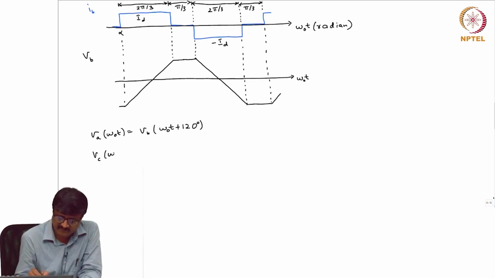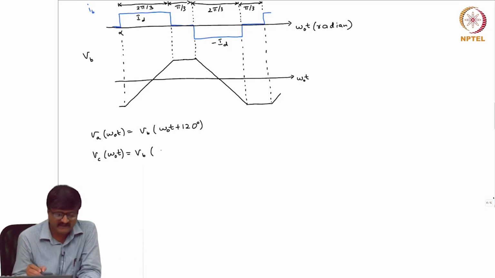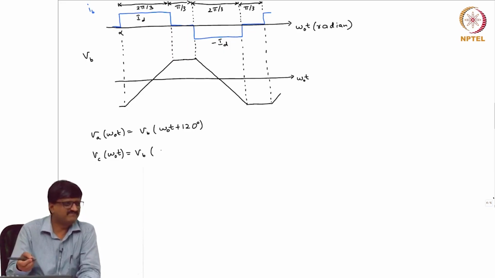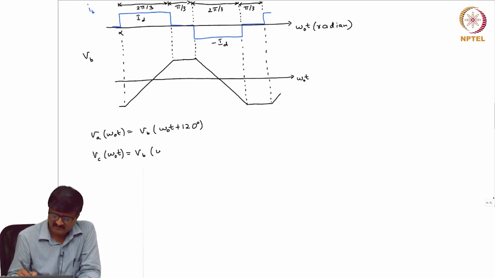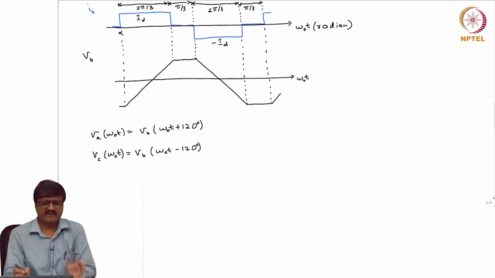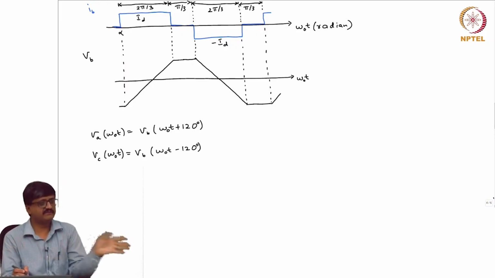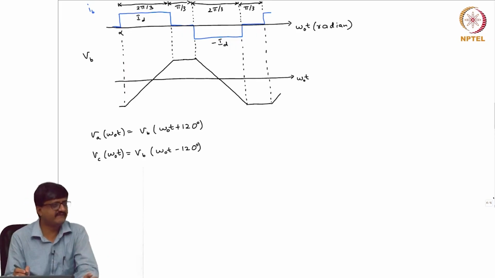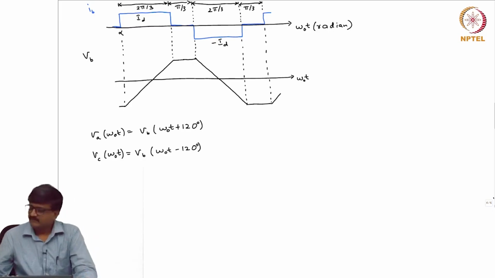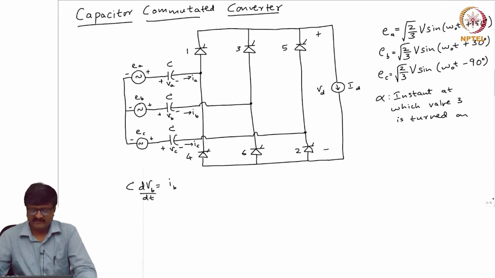Similarly, VC of omega ot is VB of omega ot minus 120 degrees. Now, why I write in terms of VB is that we have already got VB, that is all. So just take VB and shift it by 120 to the right, you get VC, to the left you shift it, you get VA, that is all. Okay. So now let us come back to this.